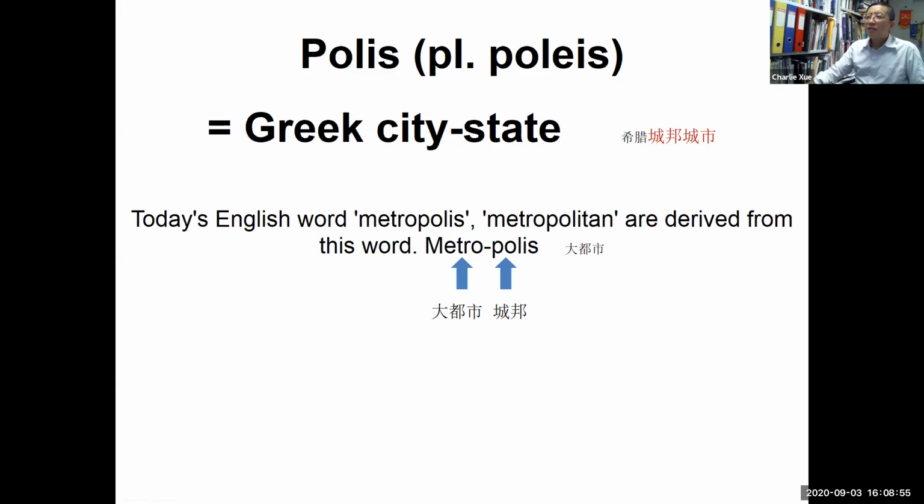We first see some words. Polis. Today we see metropolis. It's metro plus polis, put together it becomes the word metropolis. Metropolitan is an adjective. This polis is the Greek city. In Chinese you say city-state, meaning one city is a state, like Singapore is a city and also a state. In Greek time, there were many, many small states. An island can be a state.